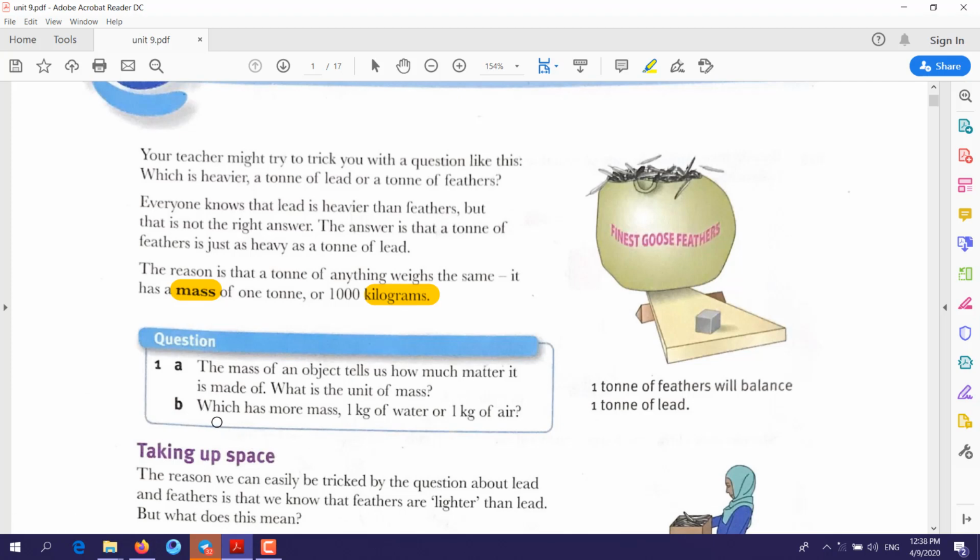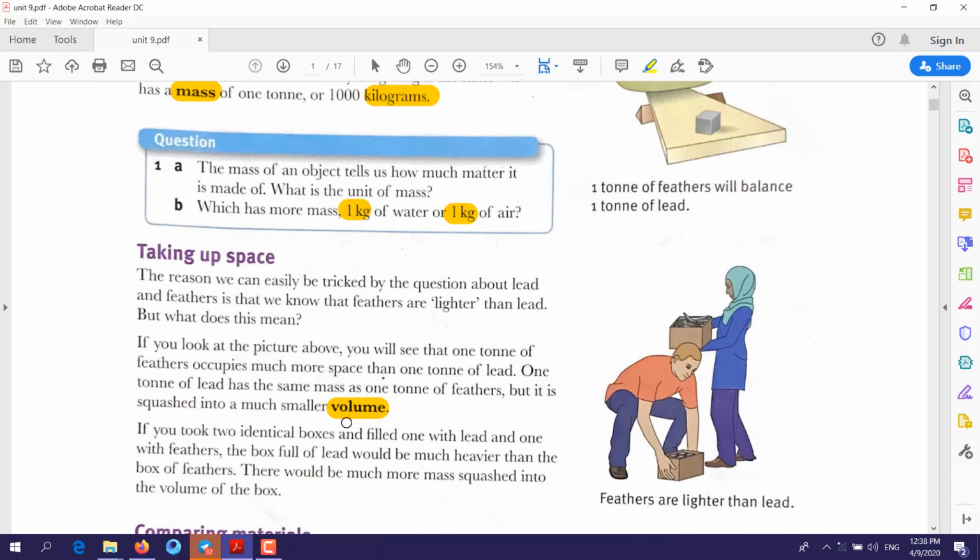Now this question B: which has more mass, 1 kilogram of water or 1 kilogram of air? Here we have 1 kilogram of water and 1 kilogram of air. We don't care about the substance, whether it is solid, liquid, gas, any kind of matter. The mass here is equal, because they are saying 1 kilogram of water and 1 kilogram of air. So both of them have the same mass.